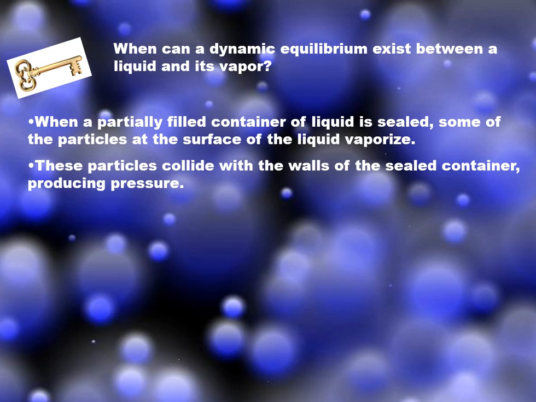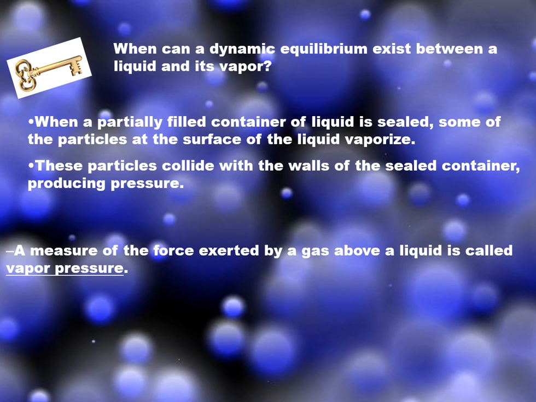at the surface of the liquid are going to vaporize. They're going to go into the gaseous phase. Those particles collide with the walls of the sealed container. And remember, collisions produce pressure. So those gas particles above the liquid are causing pressure in the container. A measure of the force exerted by a gas above the liquid is called vapor pressure. All right, so that's vapor pressure.